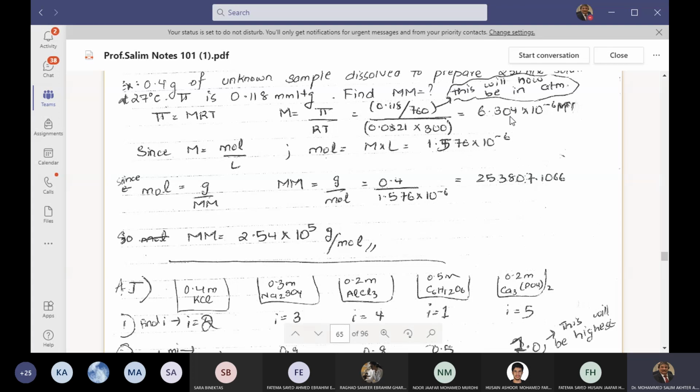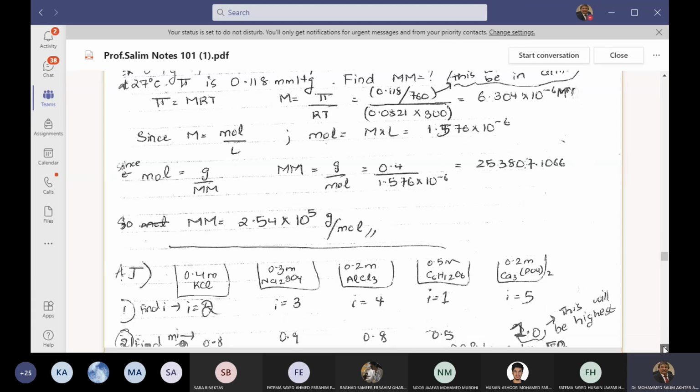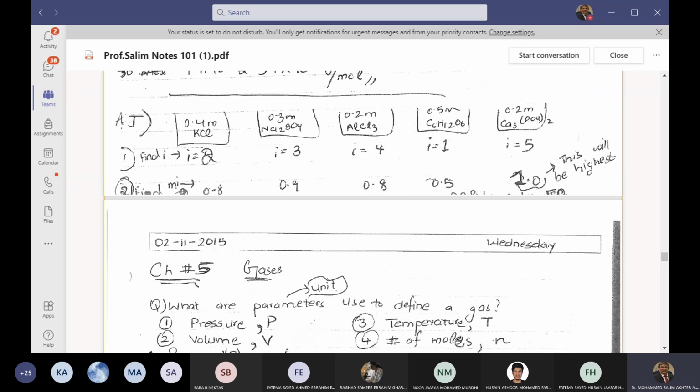First step, molarity, capital M. Second, mole. Third, molar mass. Please check. Yes, doctor, all correct. Okay, my friend.